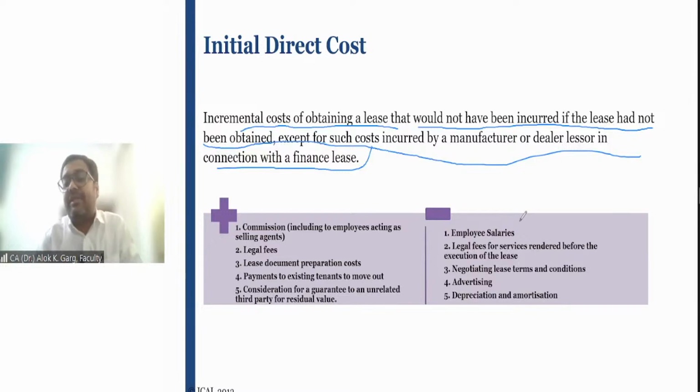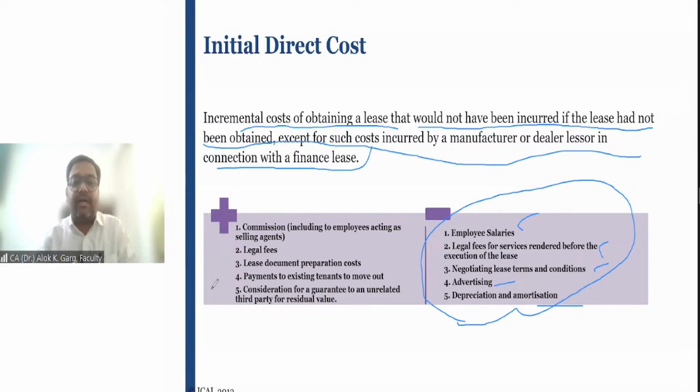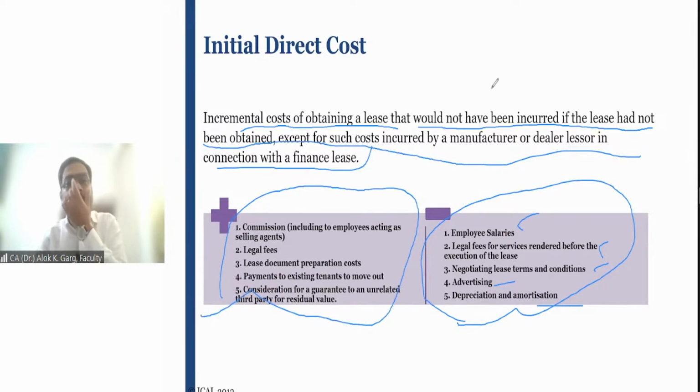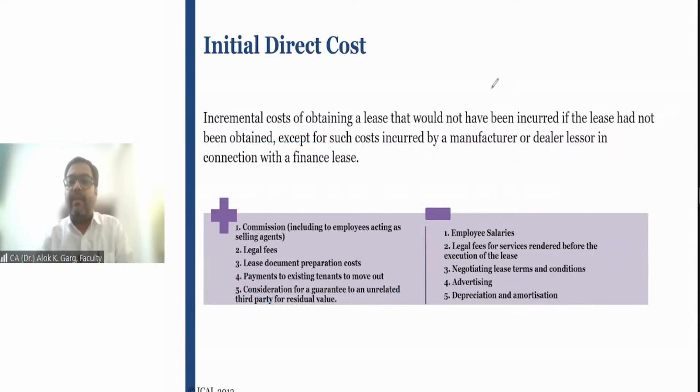What is not part of initial direct cost? Employee salary is not part of initial direct cost. Legal fee before the execution of the lease, negotiating lease terms and conditions, advertising, depreciation, amortization. These are the non-includable costs. These costs are not included, and these costs are included. Clear? Initial direct cost, is it clear? So what is meant by initial direct cost?